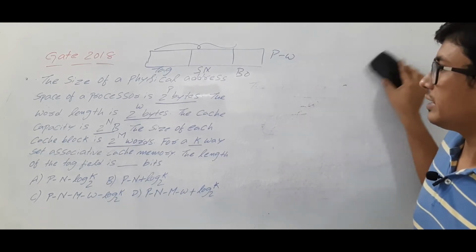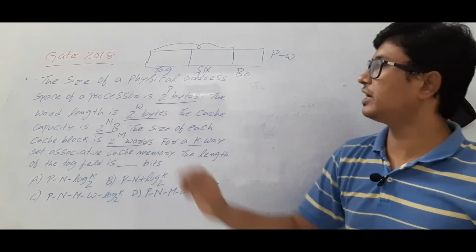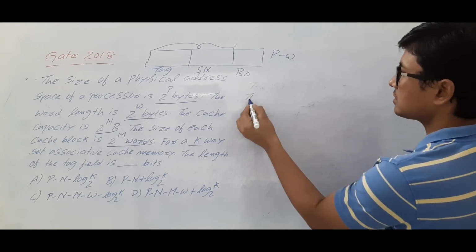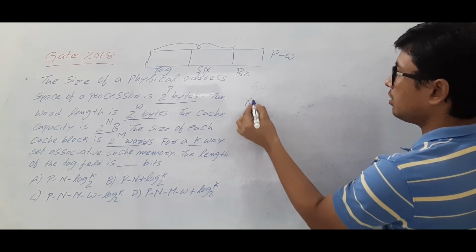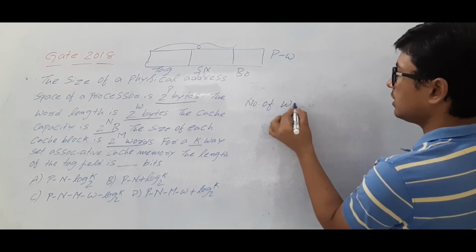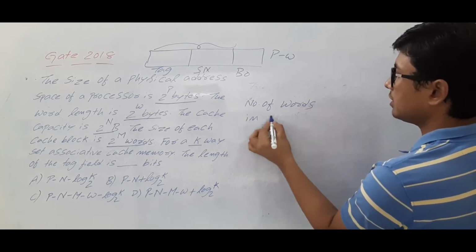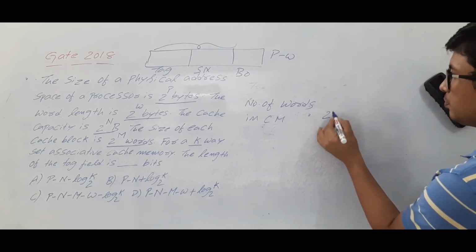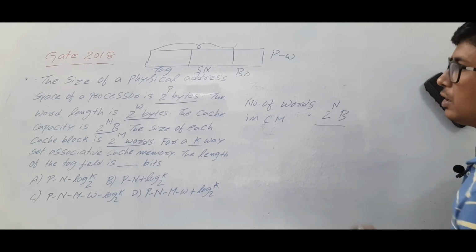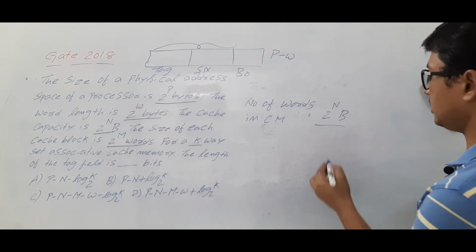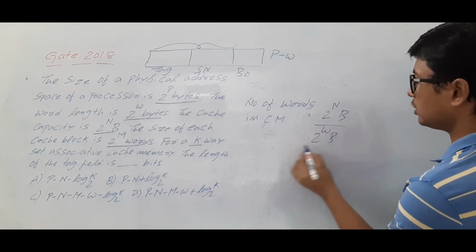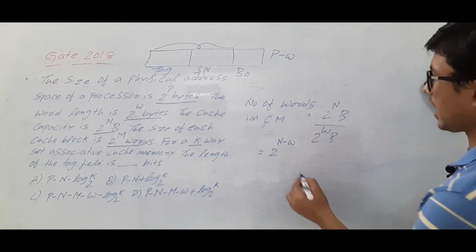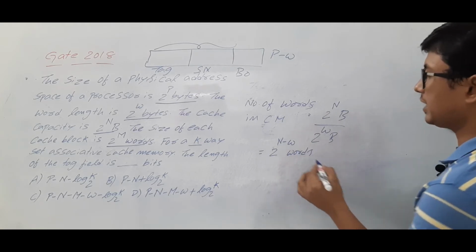Now the cache capacity is given in terms of bytes, so we need to convert it into words. The number of words in the cache memory is equal to the cache memory size, 2 power n bytes, divided by the size of each word, 2 power w bytes. You will get 2 power n minus w words in the cache memory.